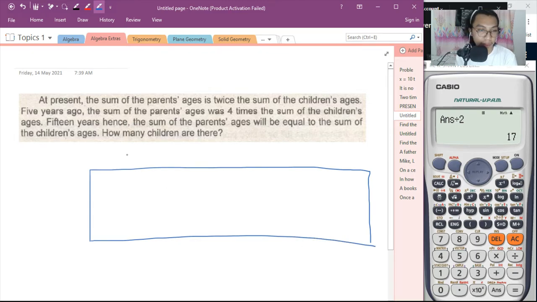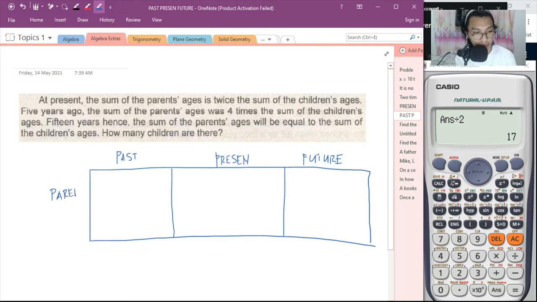Ayan. So, meron kang past. Okay, present. And then, future. Pero ang parents, pero ang children. Now, hindi natin alam yung number of children na meron ka dyan. Okay? So, ganito ang gagawin natin.